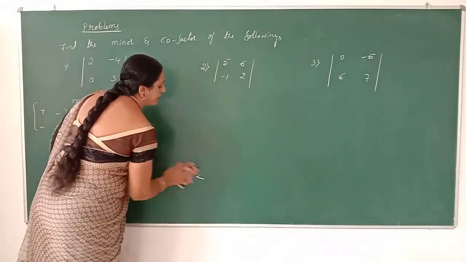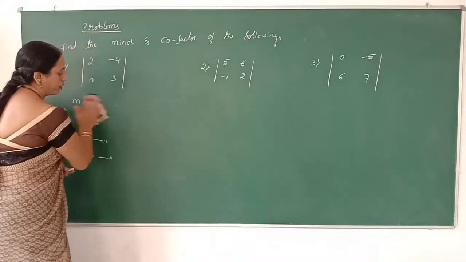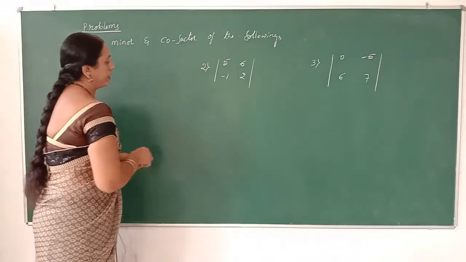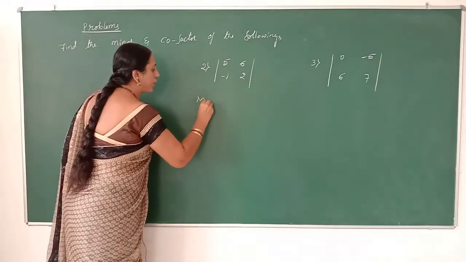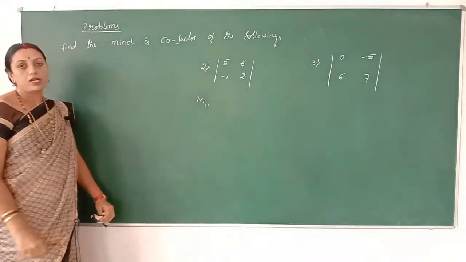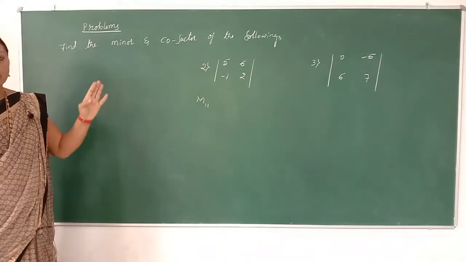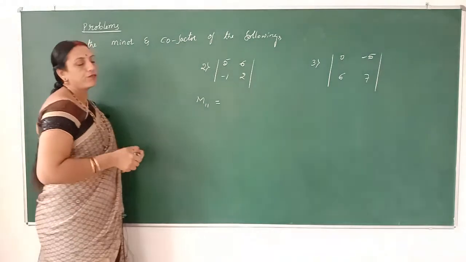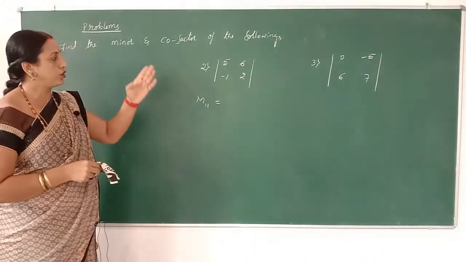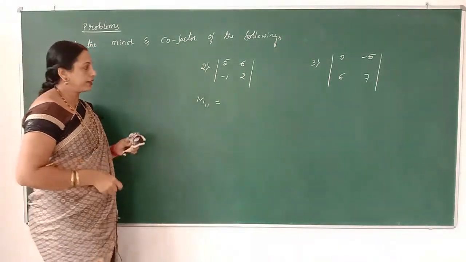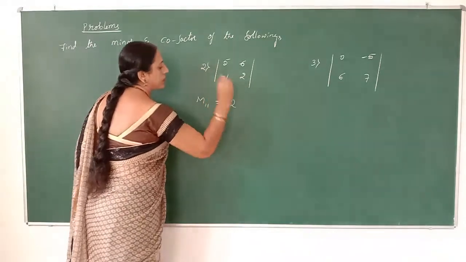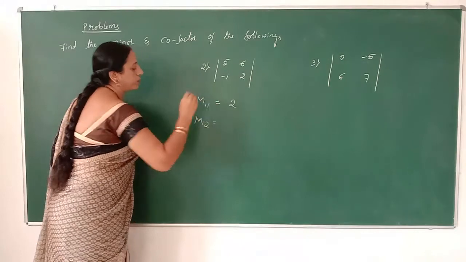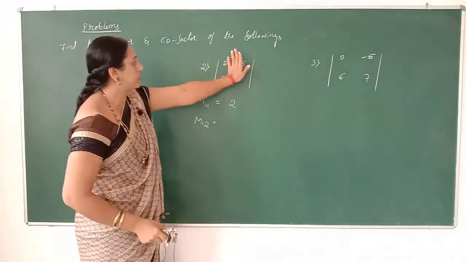Similarly, we will come to the second problem. 5, 6, minus 1, 2. So first we will write their elements either in short form or in the statement form. So M11, otherwise it can be written as minor of 5. So minor of 5 means 5 is an element of the first row and first column. Those get neglected and the remaining is nothing but 2. So M12 means first row, second column, that is nothing but 6.